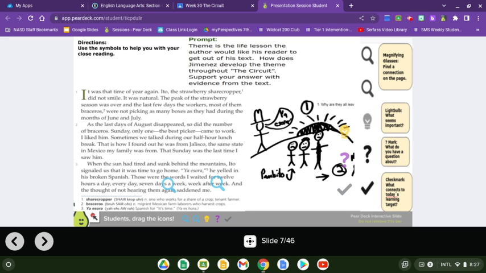Take a moment to drag your question mark to a part of the page that you have a question about. All right.